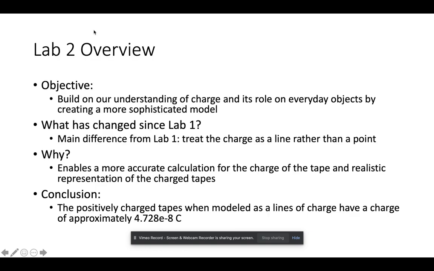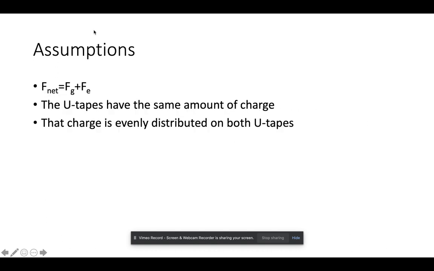The objective of this lab is to build on our understanding of charge and its role in everyday objects by creating a more sophisticated model. What has changed since Lab 1? The main difference is we're now going to treat the charge as a line of charge rather than just a point charge. And this enables a more accurate calculation for the charge of the tape and a realistic representation of the charge tapes. In the end, the positively charged tapes, when modeled as lines of charge, have a charge of approximately 4.728 times 10 to the negative 8 coulombs.